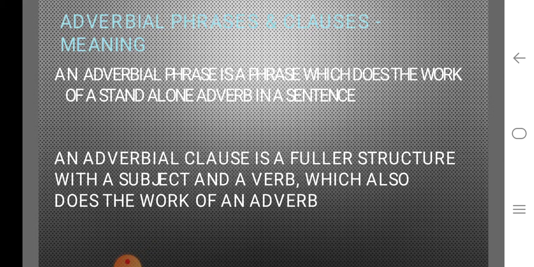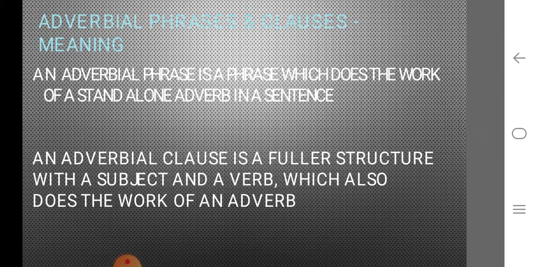And what is an adverbial clause? It is a fuller structure, rather a fuller sentence with a subject and a verb, which also does the work of an adverb. I can put it in different words: it is a fuller structure which has a subject and a verb. In an adverbial phrase you won't have a subject and a verb, but here you do have a subject and a verb which also does the work of an adverb.